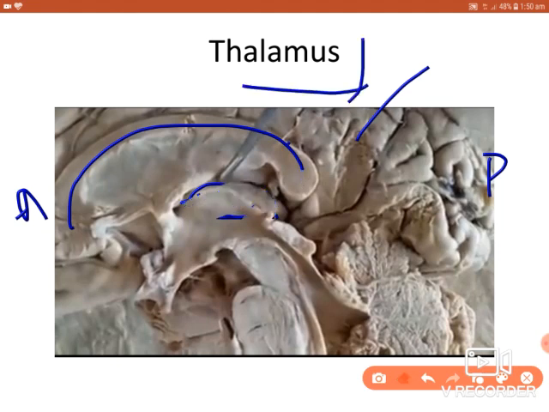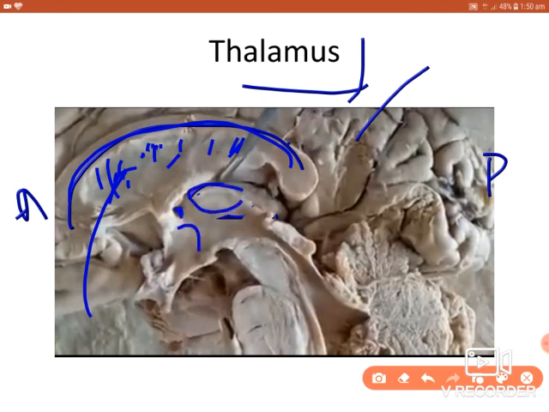Deep to the corpus callosum, this is the septum pellucidum, nervous tissue. Deep to that lies the lateral ventricle. So this is the communication here. This foramen is the interventricular foramen of Monro. Between the thalamus and hypothalamus, the cavity here is the third ventricle. Here lies the third ventricle.